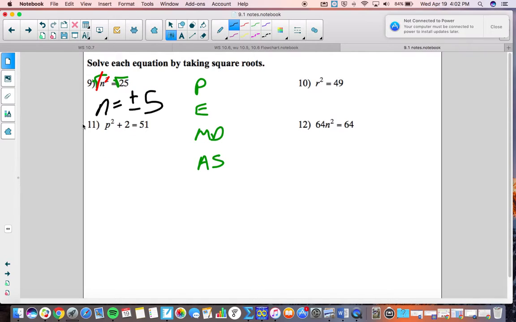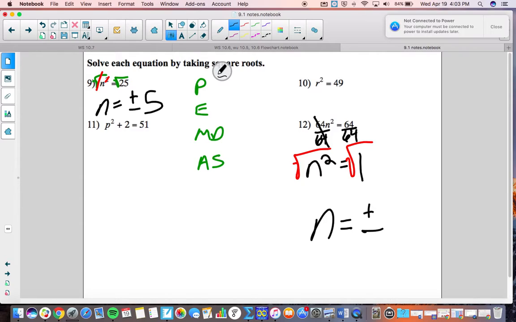Bada bing, bada boom. Number actually 12, some people were not liking. So is n being added or subtracted to? No. Are we multiplying or dividing it by anything? Yes, we're multiplying it by 64. So how do we undo multiplying by 64? You got it, divide by 64. So n squared equals, check yourself here, careful, it says division. That's 1. So now, n is not by itself, it's being squared, so we have to square root. So our solution is positive or negative 1.